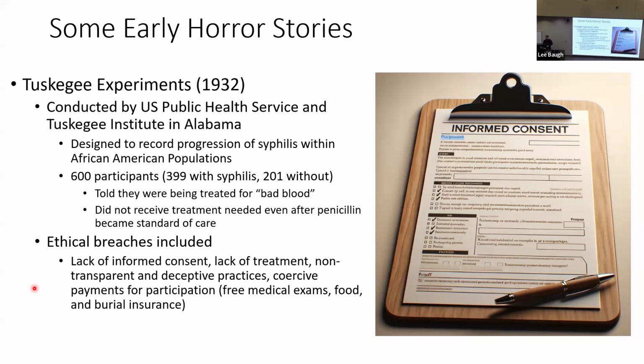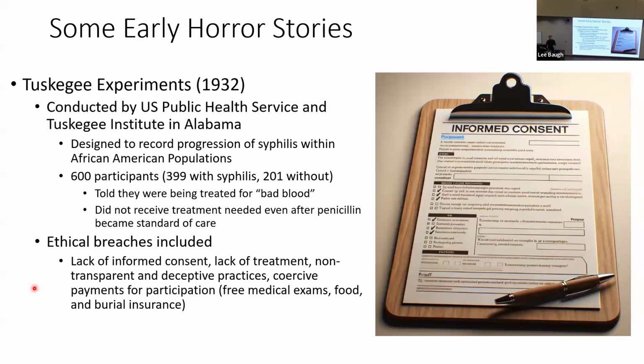There were also coercive payments for participation in this study. So participants were told that they get free medical exams, they'd get food, and they'd get burial insurance if they weren't able to survive. And when you're dealing with lower socioeconomic status groups, this is something that you really want to pay attention to. So another thing that IRBs are going to be looking at is whether the payments that individuals are receiving for the study are viewed as unduly coercive.